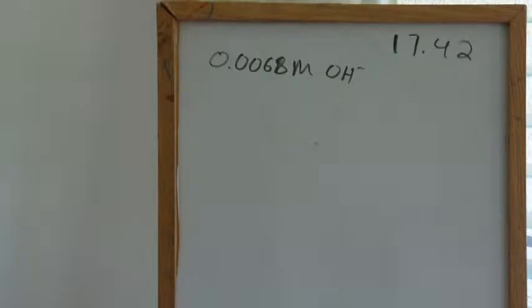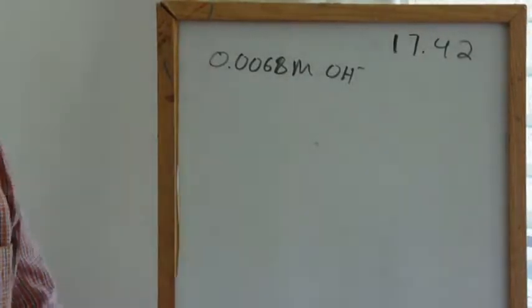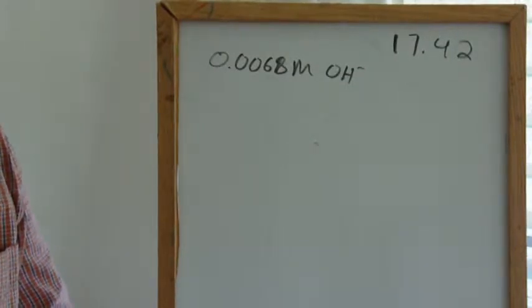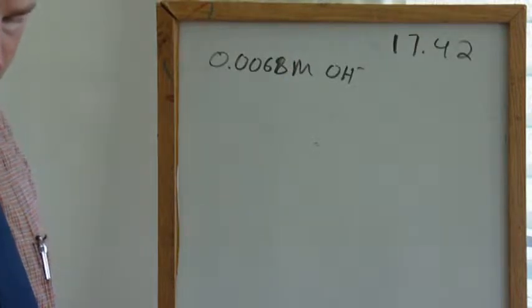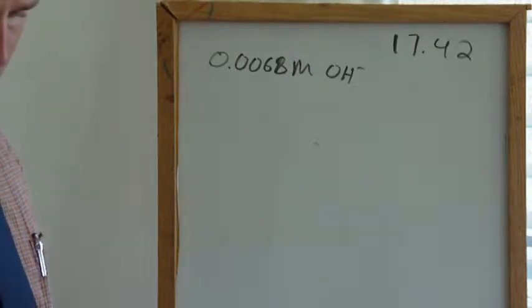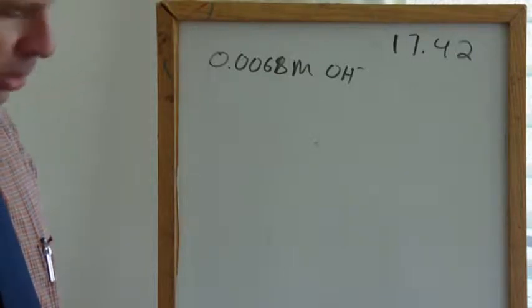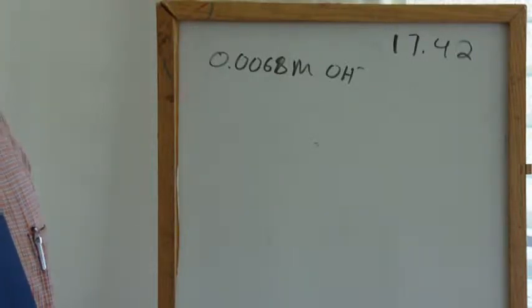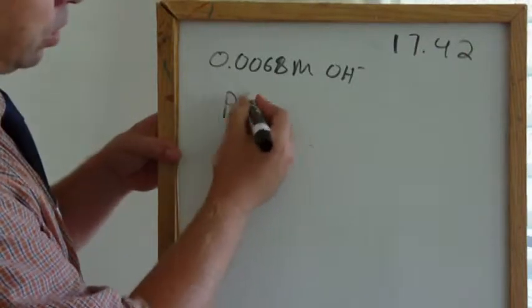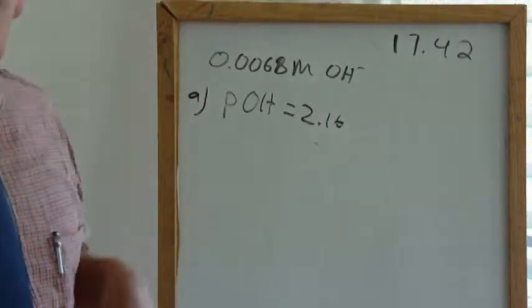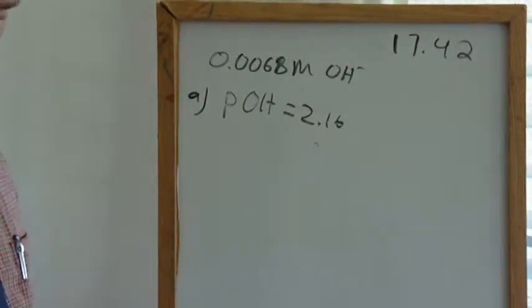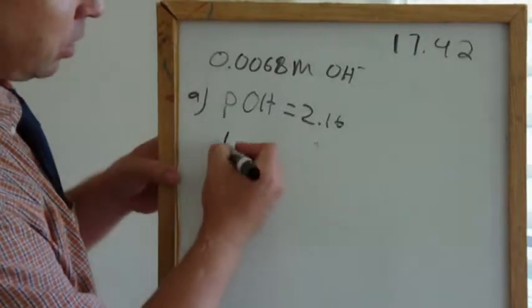All right, if that's the hydroxide ion concentration, then right from that we can identify the pOH, right? So that's the concentration of hydroxide ion, 0.0068. So we can take the negative log of 0.0068, and that'll give us the pOH. So the pOH is 2.16. This is all for A, right? 14 minus that value will give us the pH.